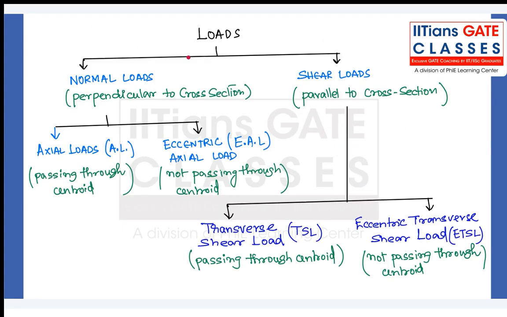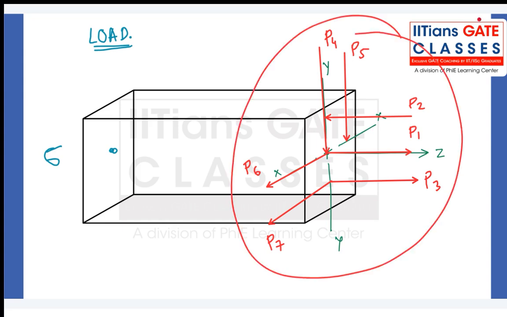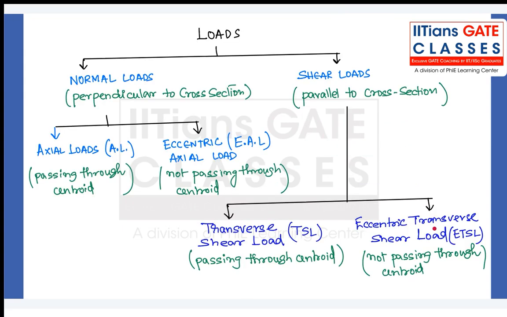So the loads can be divided into 2 parts. As you can see on the screen, the loads can be divided into normal loads and shear load. What are normal loads? Normal loads are those loads which are perpendicular to the cross section. You can see there are so many loads here. The loads which are perpendicular to the cross section are called normal loads.